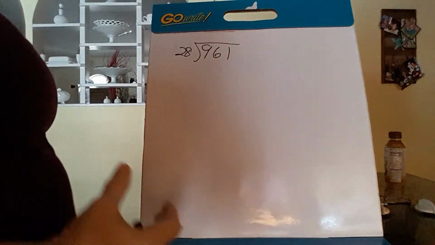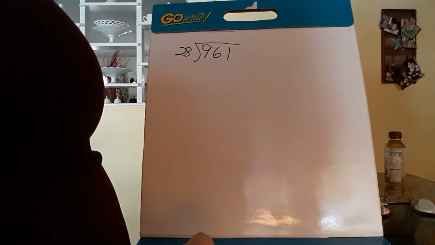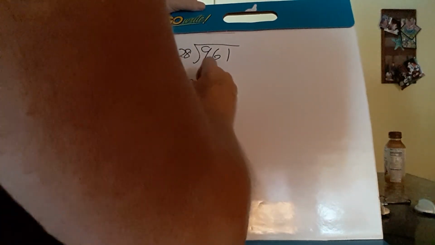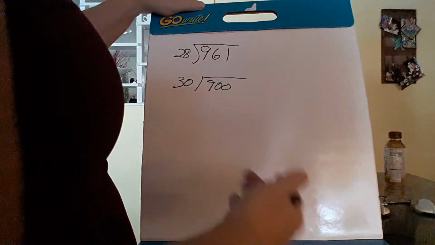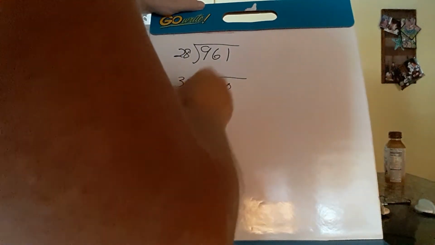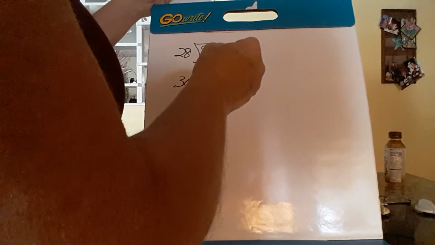Okay, we're going to estimate it. That's so important in division. So we're going to say 30, round this to 30, and make this 900. Or you could even do 1,000. That would have been fine. Okay, again, we can cross those out. 3 goes into 9 3 times. So our answer should be about 30. So around 30.